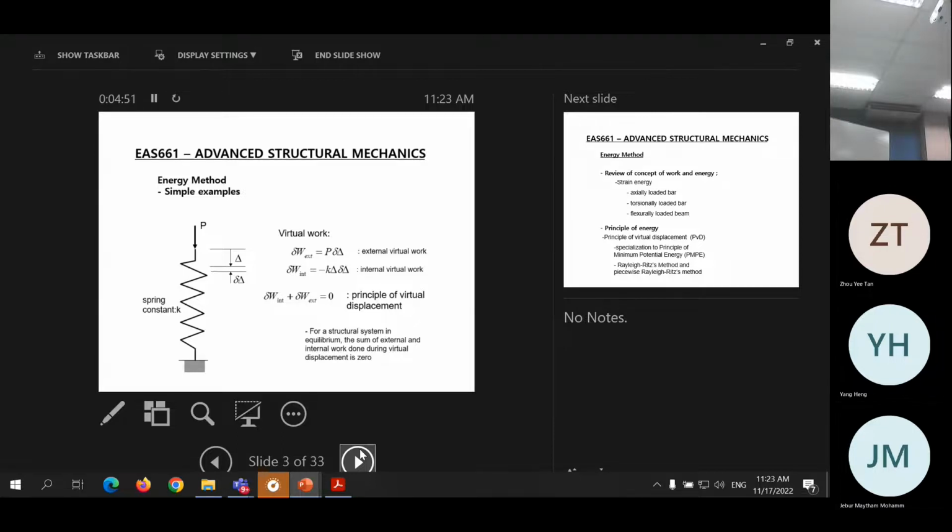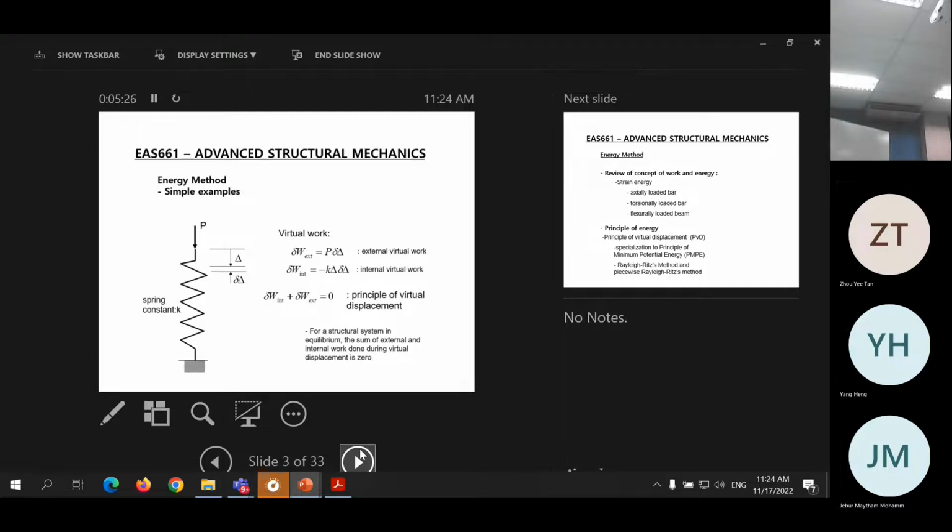Correspondingly, we have internal virtual work, which is done by the internal force. Because this load is applied, the spring is compressed, so there is an internal force in the spring. From the spring constant K, a material property of the spring, the internal force is equal to K multiplied by how much it has shortened. This internal force acts opposite to P.